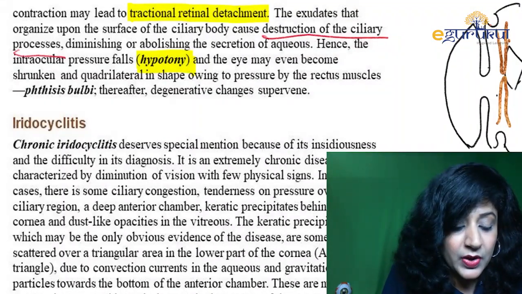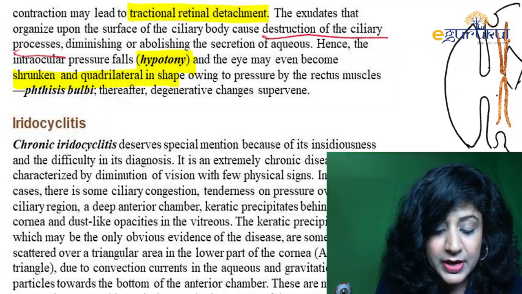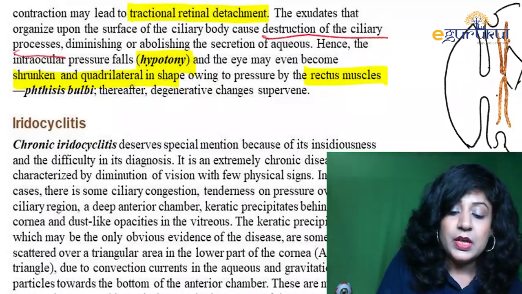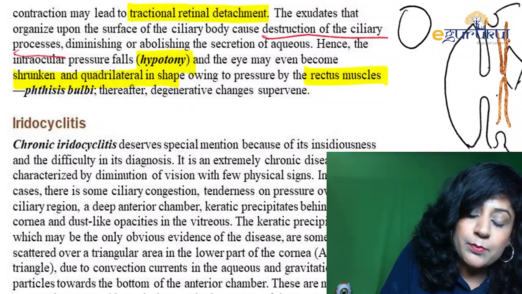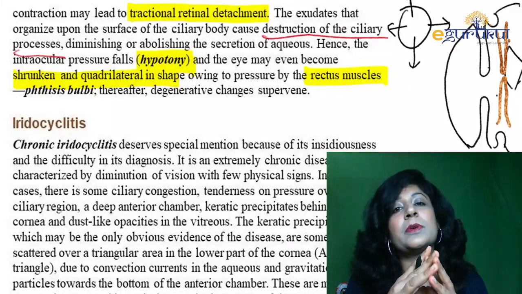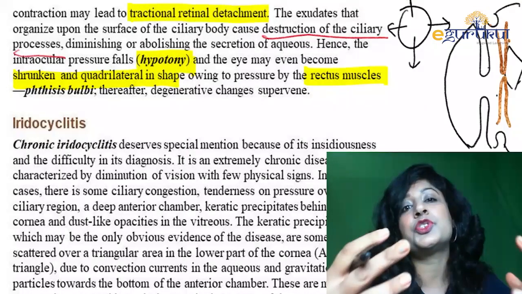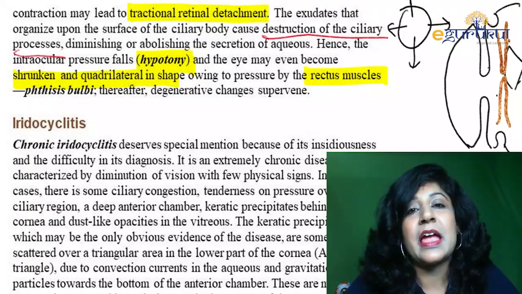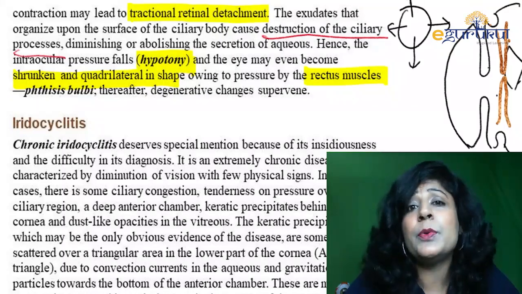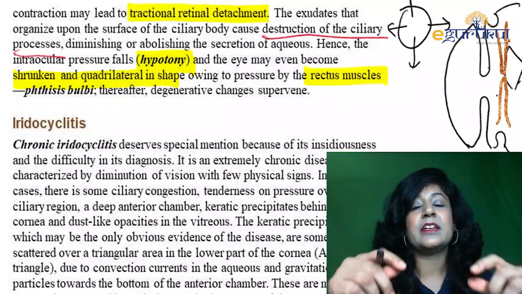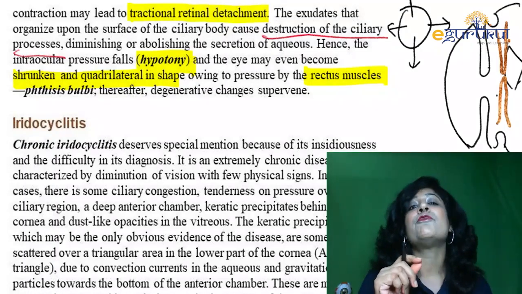and even the eye may become shrunken, quadrilateral in shape owing to the pressure of the rectus muscles, because the rectus muscles, you know, they are holding the eyeball from four ends, like this, this, and this, and this. So normally the aqueous humor is responsible for maintaining the shape of the eyeball. That is why it is an oblate spheroid. But when there is hypotony and the fluid is not sufficient to hold the eyeball in the normal shape, then it is held in shape by the four muscles.